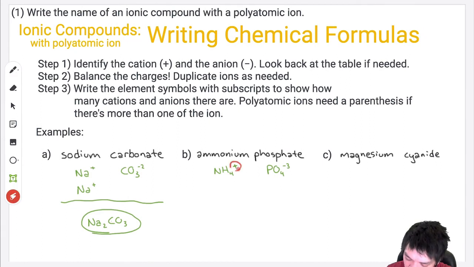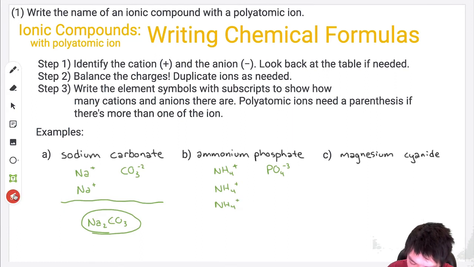Do they balance? One of them is positive 1. The other one is negative 3. So no, it's not balanced. I'm going to need more positive, right? So I need to duplicate the ammonium ion. And, you know, if you've done enough practice, you probably know I need 2 more of these ammonium ions. So I'm going to duplicate it twice.